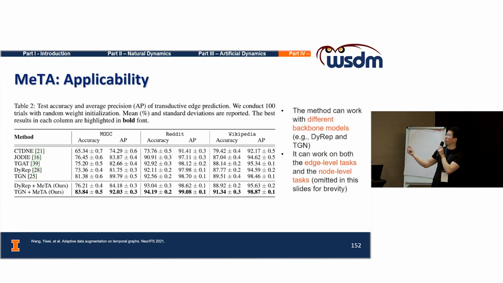And after equipping those two works with the method proposed by this paper, they get the best performance compared with the other baselines. And also, they can work on the edge level task and node level task, as many recurrent graph neural networks did. But for brevity, we only show the performance over the edge level task in this tutorial.